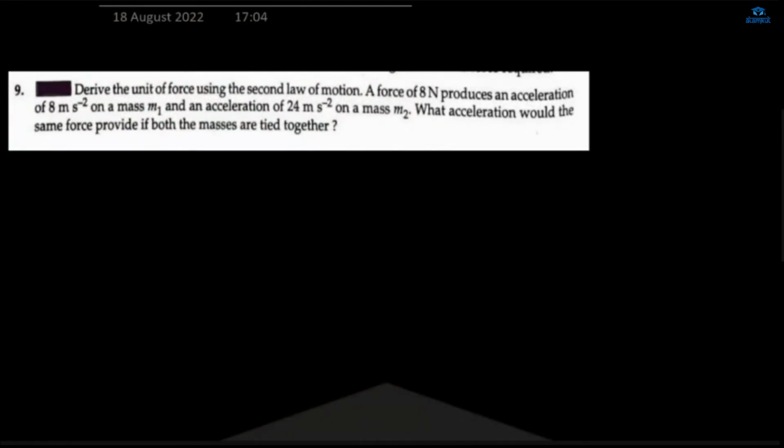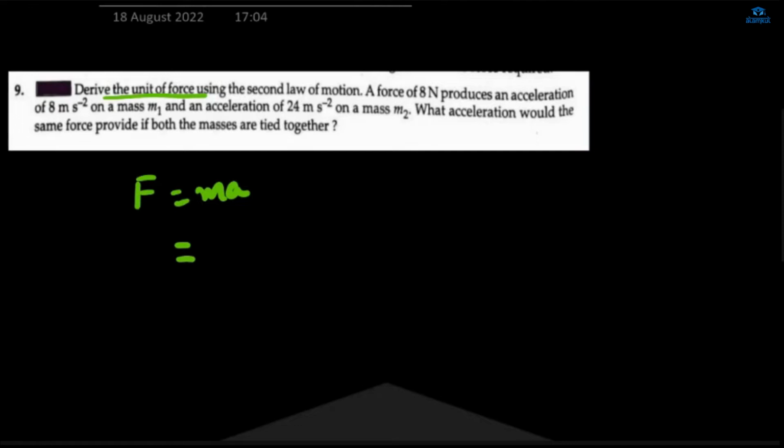The first question is derive the unit of force using the second law of motion. So second law of motion is what? F is equal to ma, no? Formula for second law of motion. Okay, so we have to derive the unit of force. So unit of force would be what? Just write the units of the mass and acceleration and then multiply it.